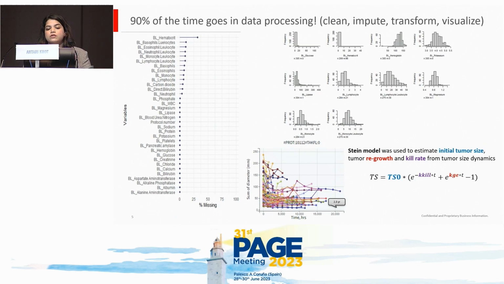And then we also had to model our tumor growth dynamics. So in this study, we did not use the time-dependent data directly. We estimated the parameters first using a Stein model, which is the simplest model to estimate the tumor dynamics. And we got the growth rate, the kill rate, and the initial tumor size for it.